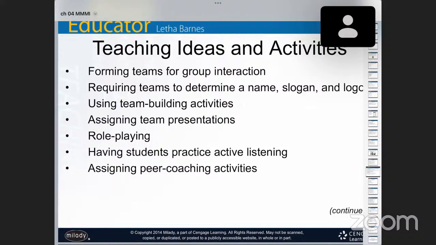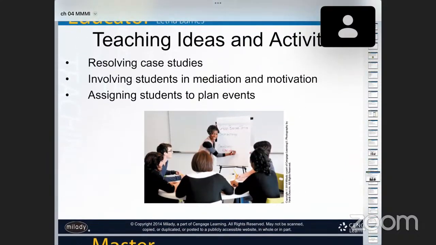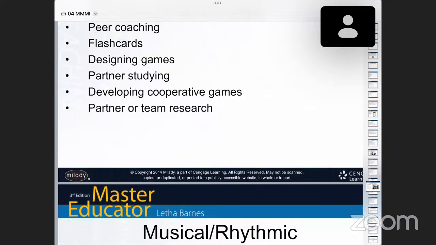Interpersonal, those individuals like to work in a group. So we have more role playing, more team development, more peer coaching activities because they're working in a group. So a shared knowledge and shared grades and things of that nature. Teaching ideas and activities, resolving case studies. For these individuals, they work as a group to resolve the issues and they motivate and plan well together.